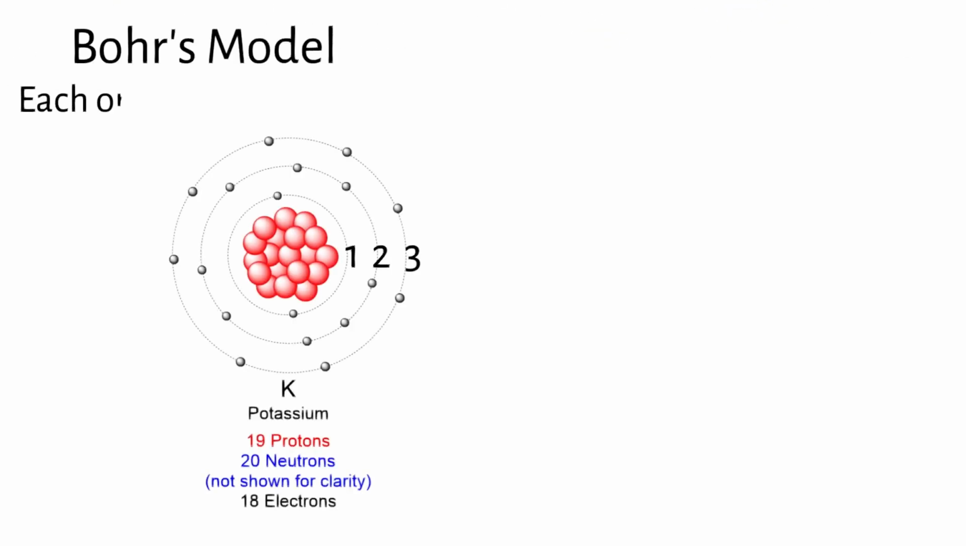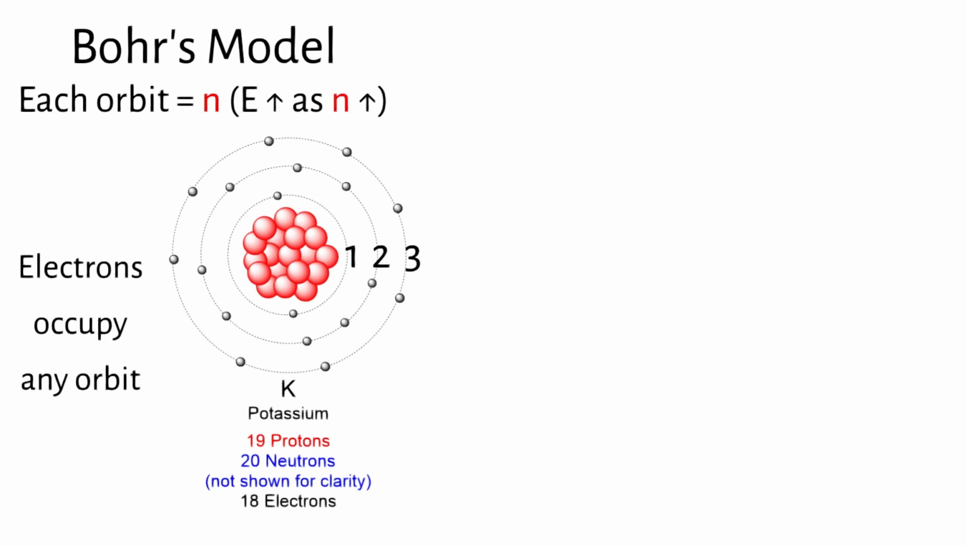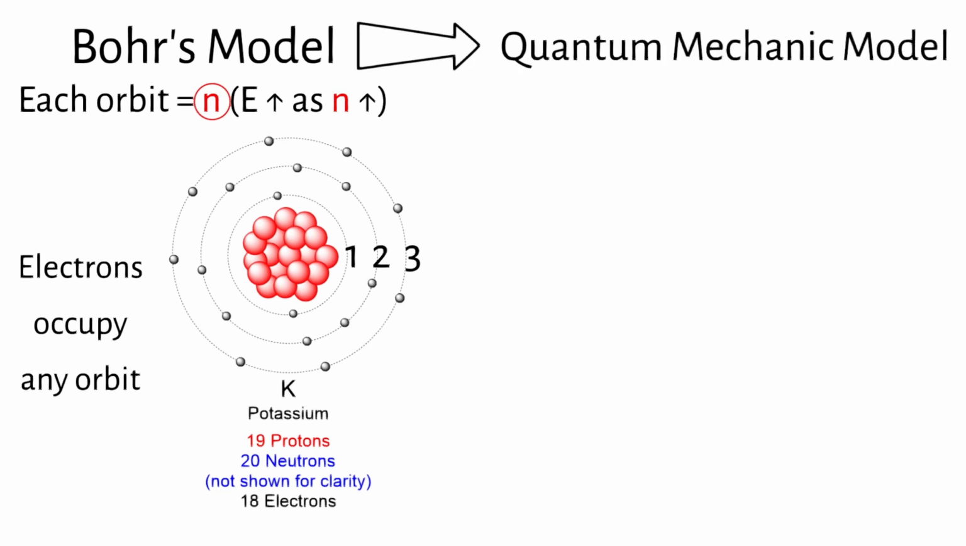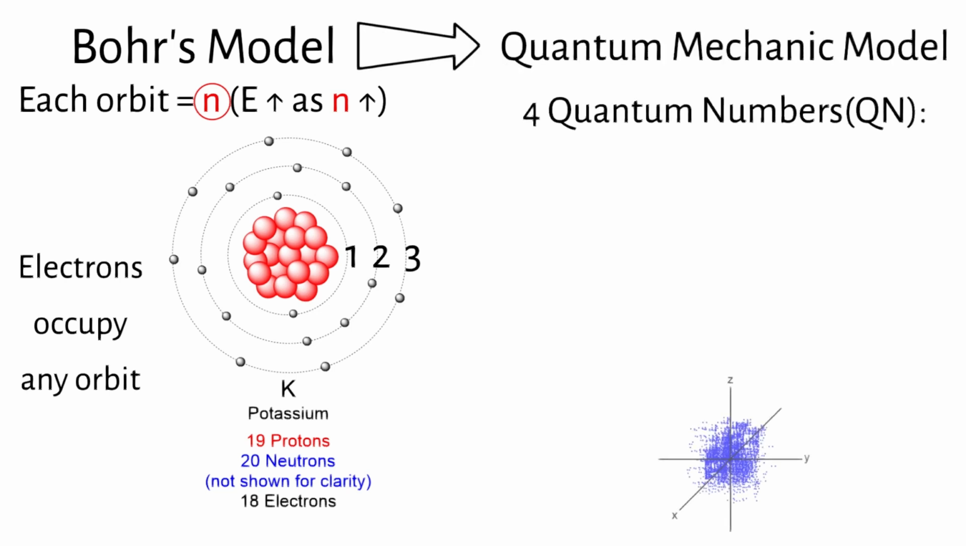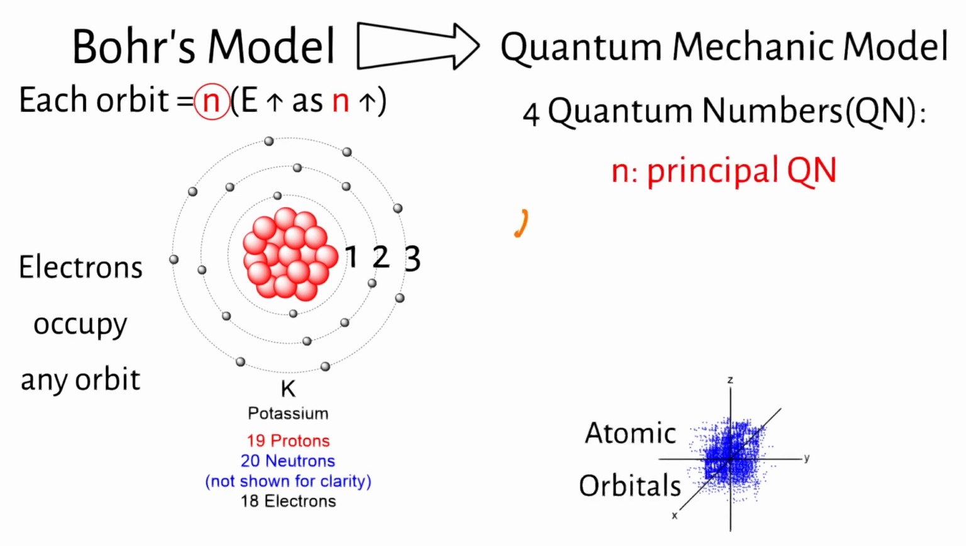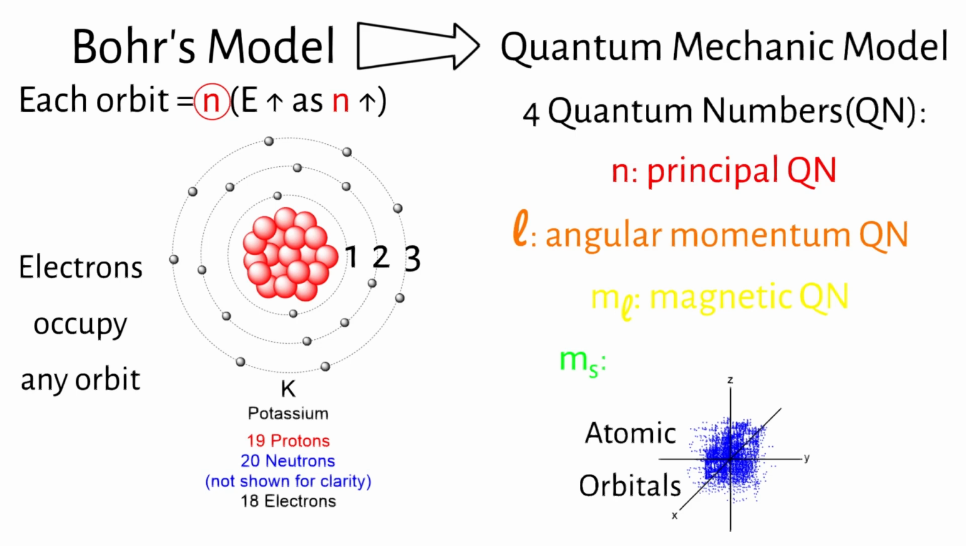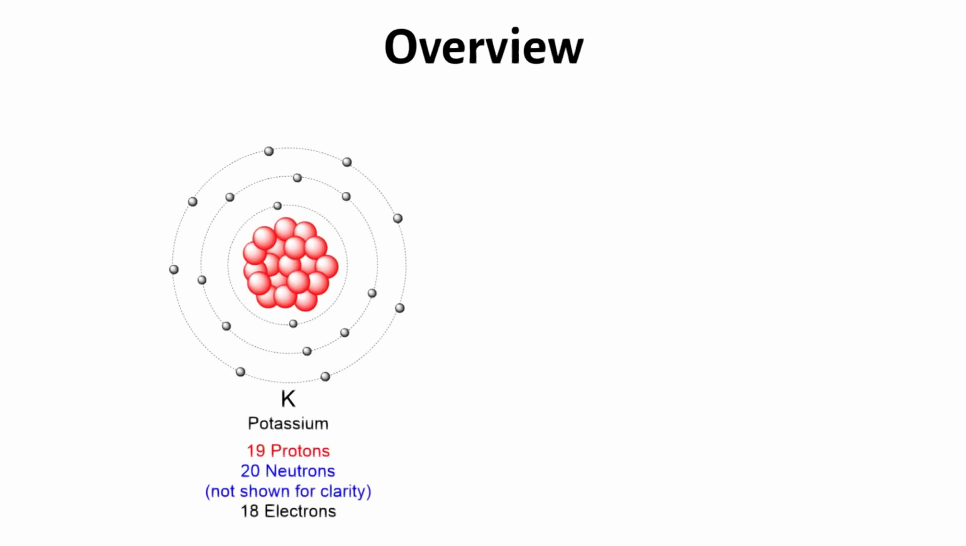This is similar to Bohr's model, in which he states that there is an energy associated with each orbit or level. However, Bohr introduced just one principal quantum number n to describe these levels. The revised quantum mechanical model uses four quantum numbers to describe the atomic orbitals. They are n, the principal quantum number, L, the angular momentum quantum number, m sub L, the magnetic quantum number, and m sub S, the spin magnetic quantum number. Let's go into a quick overview of the different quantum numbers before going further in depth.